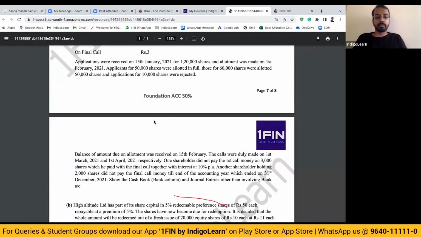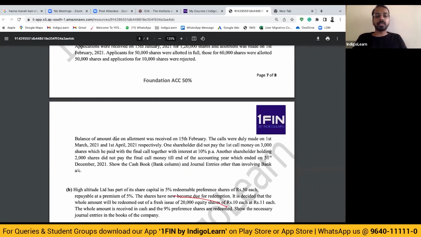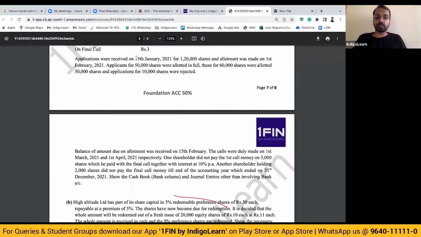Then balance of amount due on allotment was received on 15th February. So when did applications was received? On 15th January, and allotment was made on 1st February. Okay. And balance of amount due was received on 15th February. So that is also fine. That will not be complicated because you have to pass a fresh allotment entry.